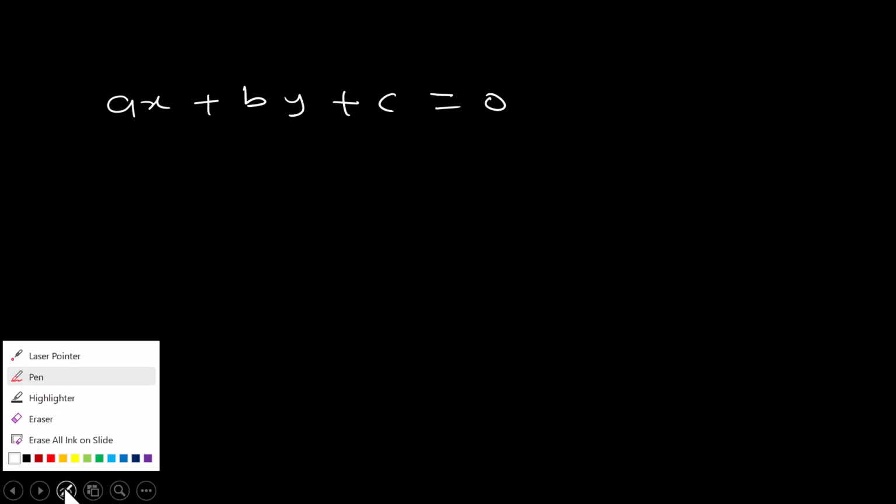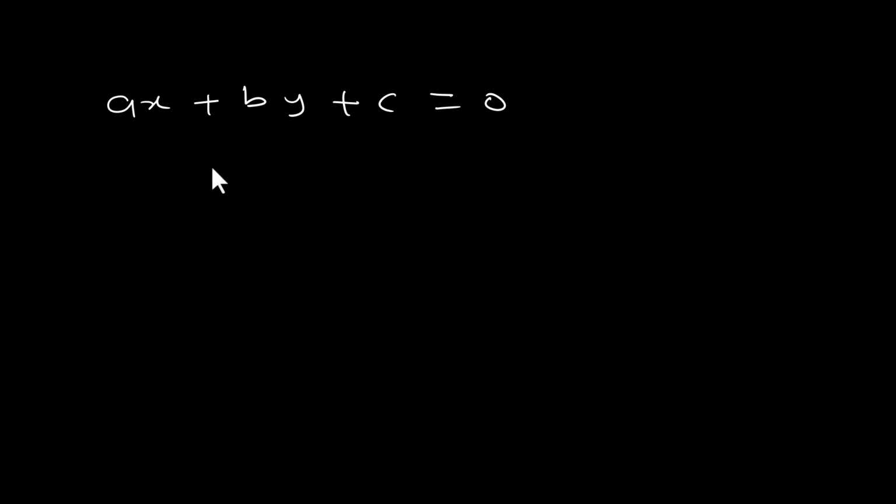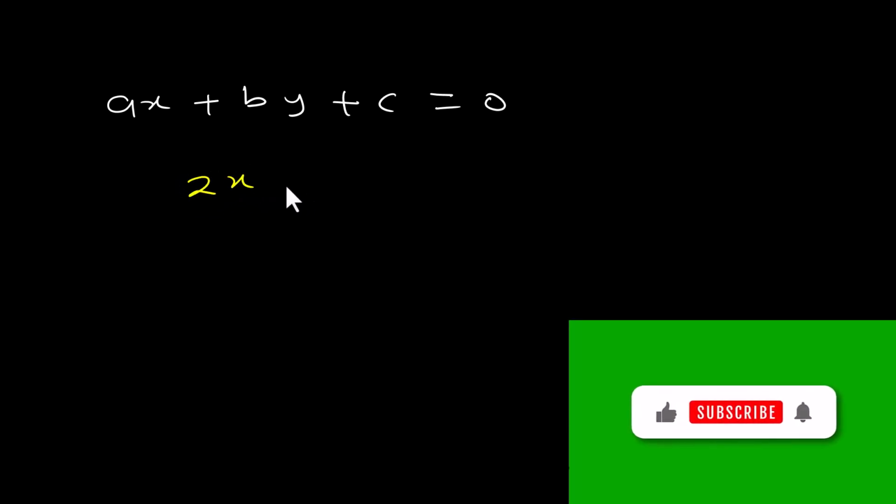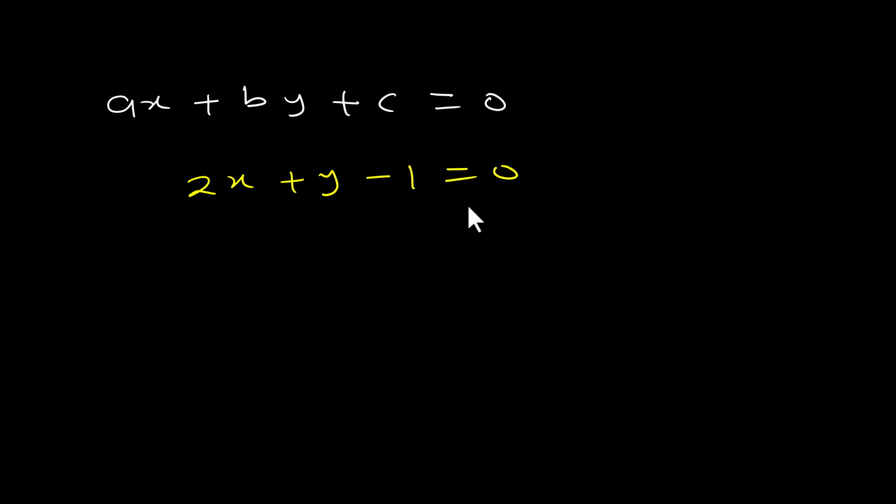The general equation of a straight line is of the form ax plus by plus c equal to 0, where a, b, and c are constants. So we can talk about 2x plus y minus 1 equal to 0. This is a typical equation of a straight line.